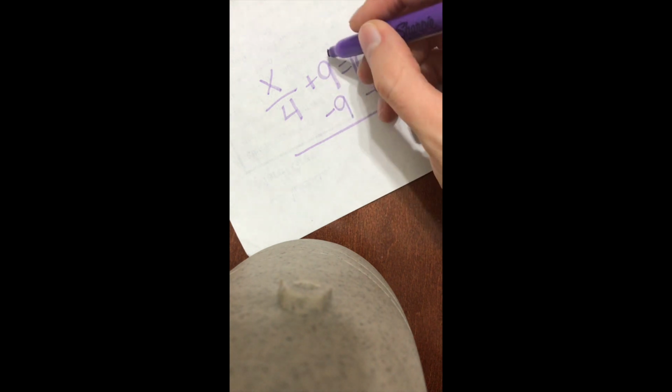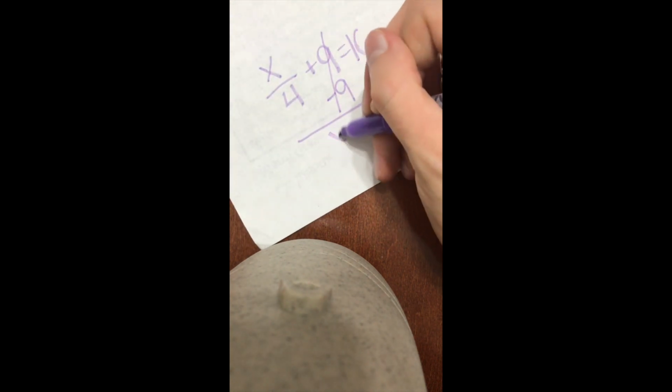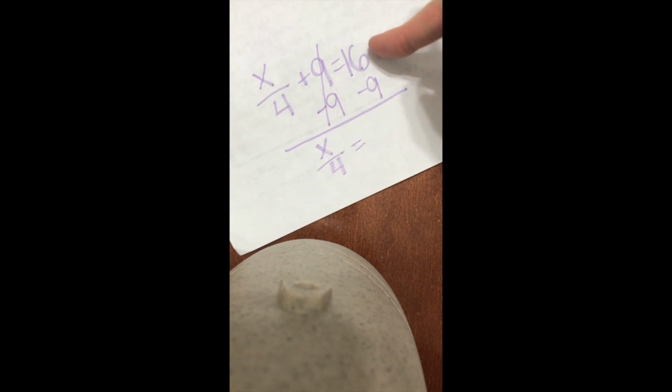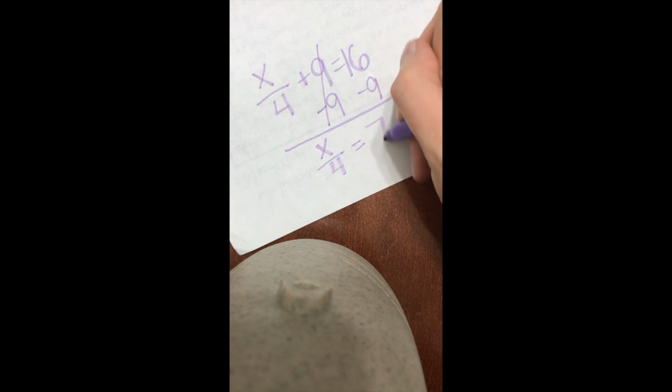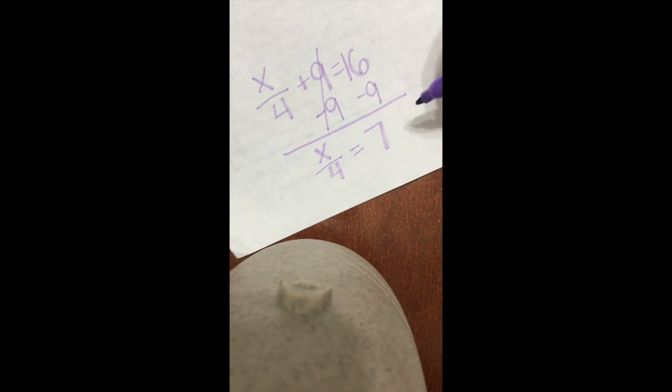So then my plus 9 minus 9, that cancels. So I have x divided by 4 left. Then over here, 16 minus 9, that would be 7. Then now I have x divided by 4 equals 7.